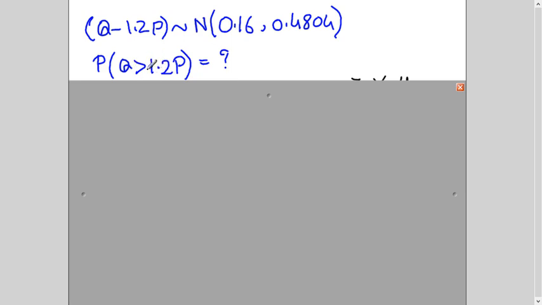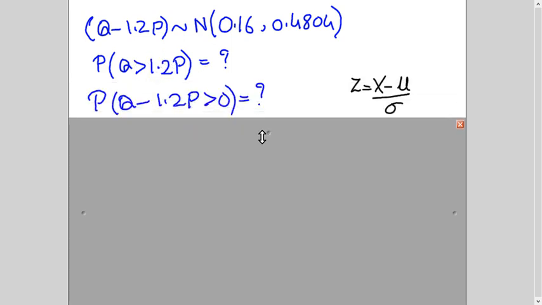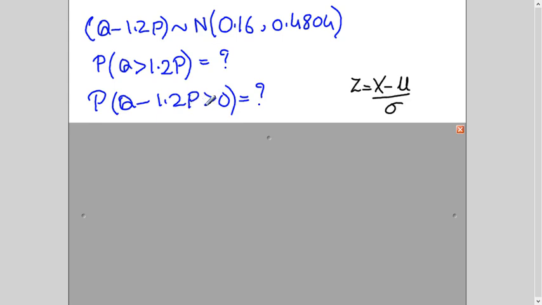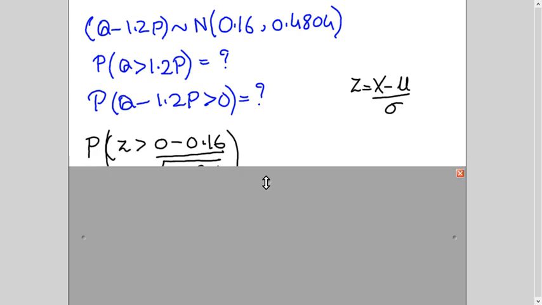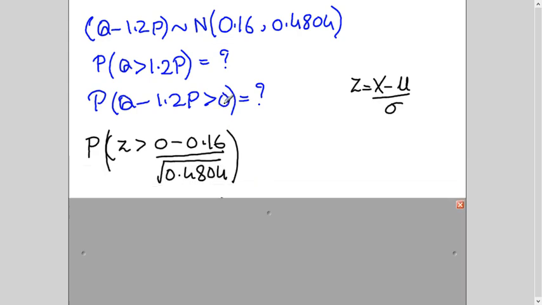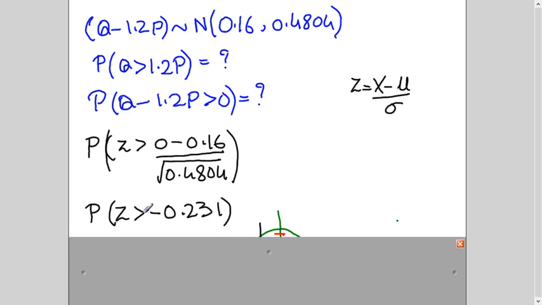So now I have to find the probability of Q minus 1.2P. So I'll change it into Z now, and this is the formula. This is my mu and this is my variance. And this will be my X, which is actually Q minus 1.2P in this case. So 0 minus 0.16 from here. And this is variance, so I'm writing the standard deviation of it because that is the requirement. So you get Z greater than minus 0.231.